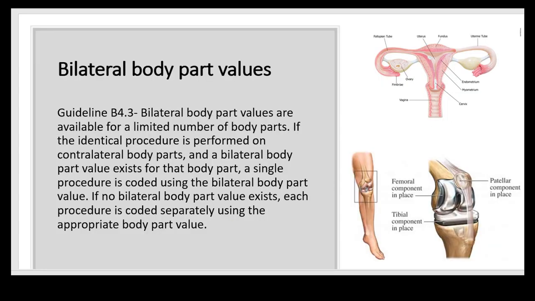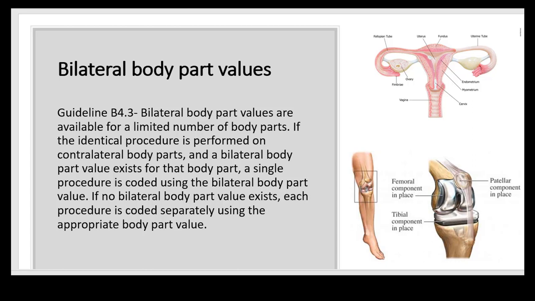The next guideline, B4.3, has to do with bilateral body part values. There are some body parts in the PCS classification that have a term bilateral. They will have the right fallopian tube, the left fallopian tube, and bilateral fallopian tubes. So you're only going to need one code if the procedure is being done on both sides of the body, in this case the fallopian tubes.